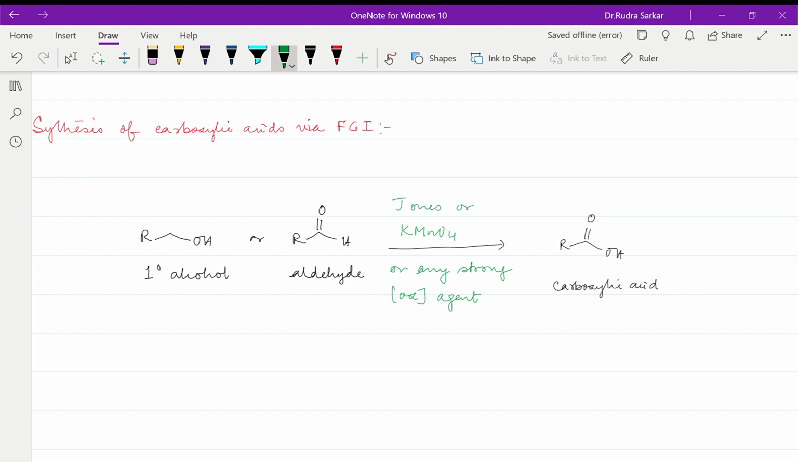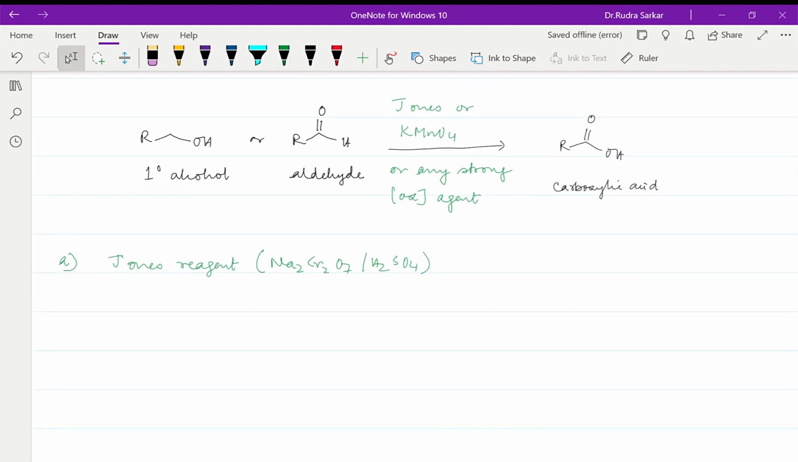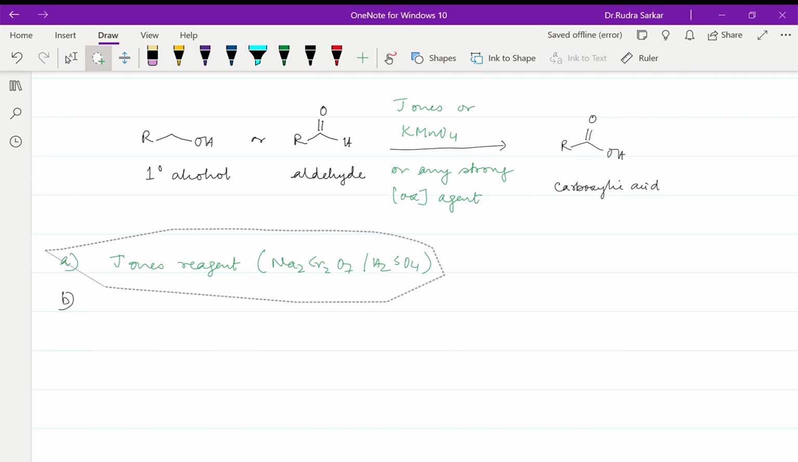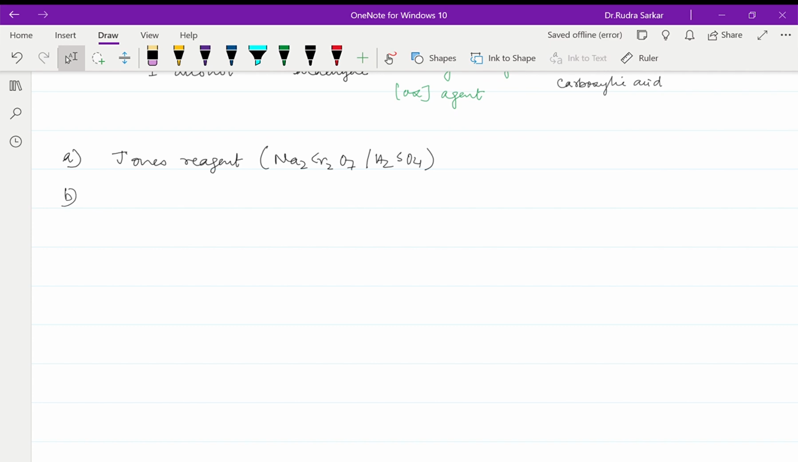So what is our Jones reagent? Jones reagent is basically Na2Cr2O7 in presence of H2SO4, or we may use potassium permanganate, which is our KMnO4.